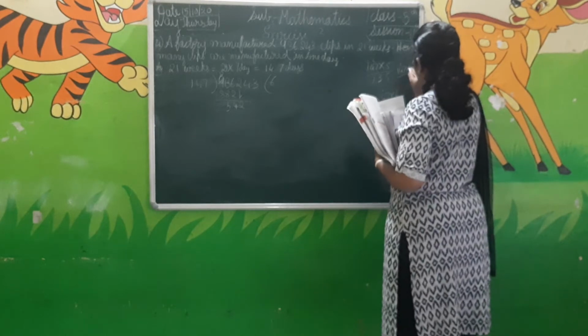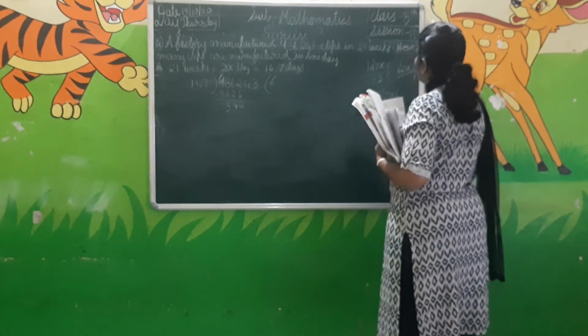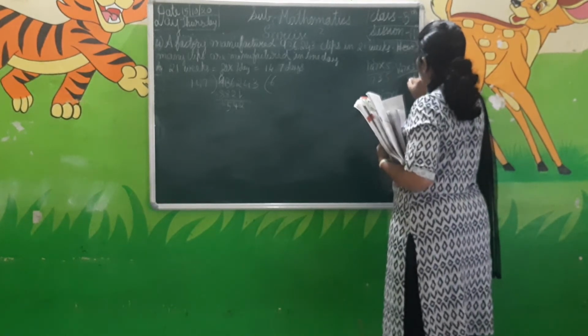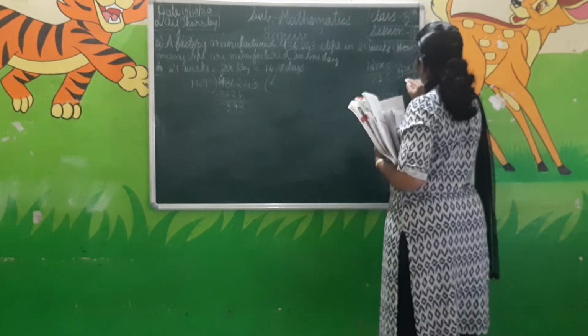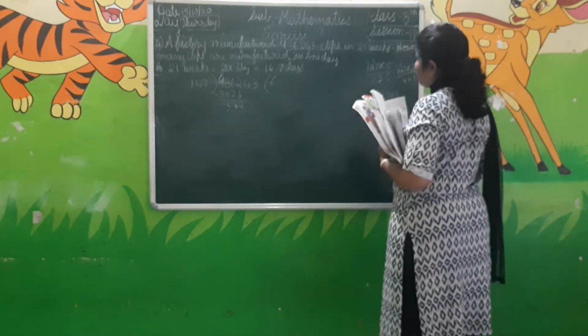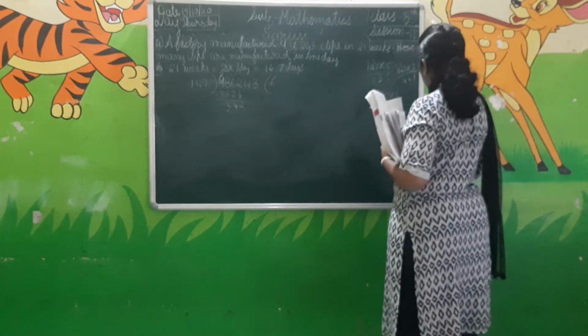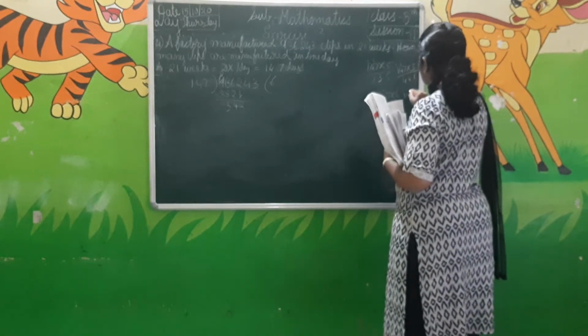3 sevens are 21. 3 fours are 12. 12 plus 2 is 14. 3 ones are 3 plus 1 is 4. 441. Okay, let me check for the 4.